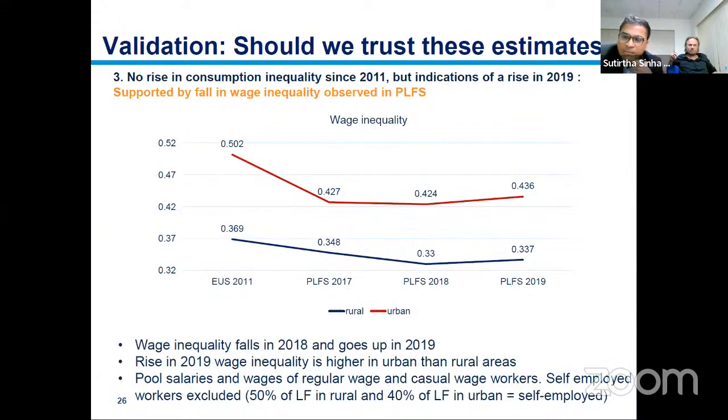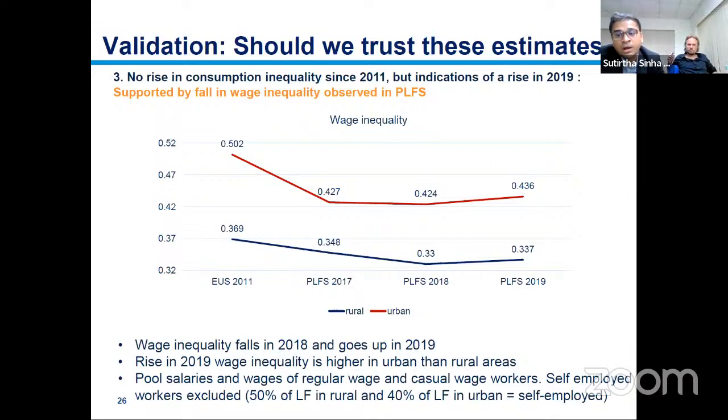Then the third observation that we made was that inequality has likely not increased post 2015 based on this work. And to validate this, we follow something that Himanshu has done in the past, and we just update that analysis to see consumption inequality and put it into context with other dimensions of inequality. For example, wage inequality. And so that's the slide that you're looking at here. Wage inequality includes wages only from salaried and casual wage workers, not from self-employed workers, because in 2011, the Employment and Unemployment Survey did not capture information on self-employed workers.